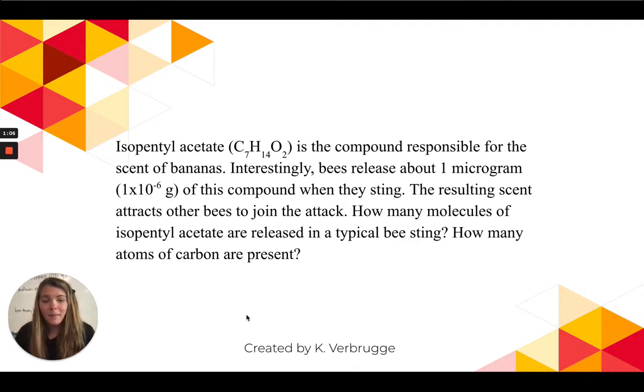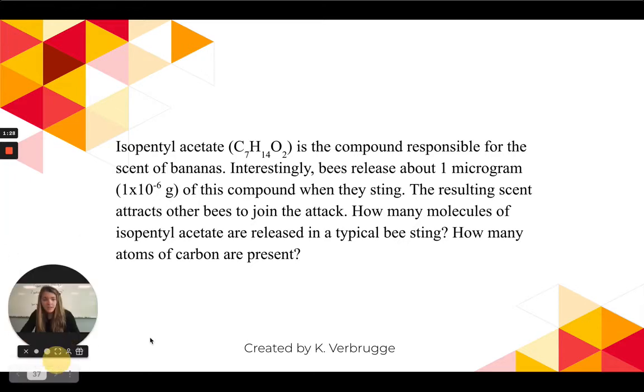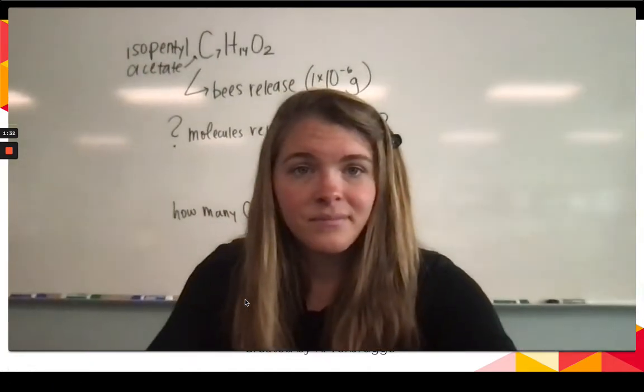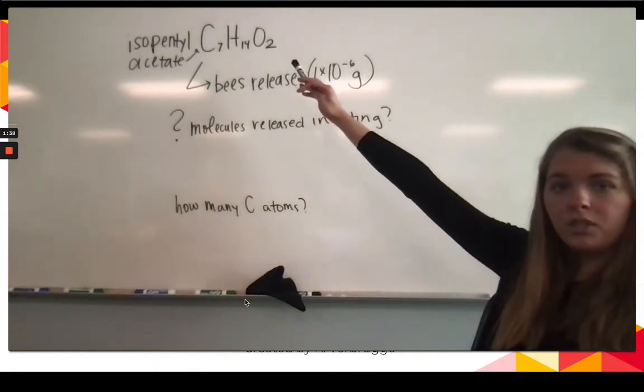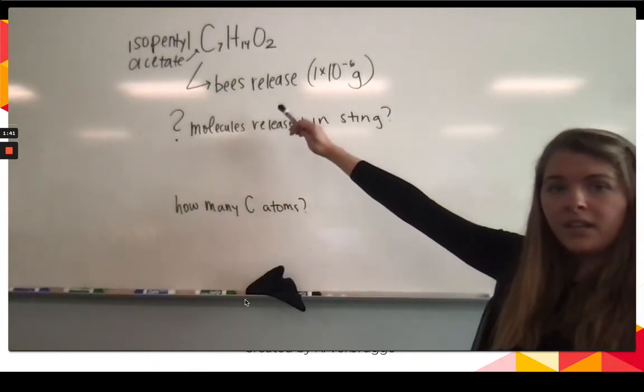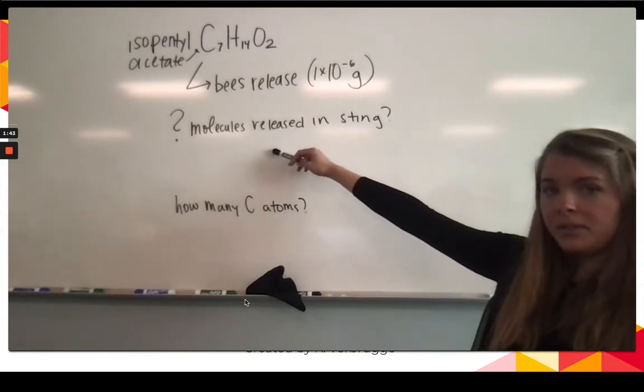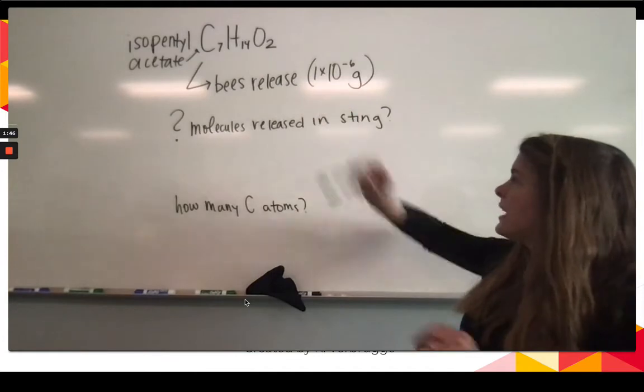present? So in this problem, we have 2 separate problems we're trying to solve. We're trying to find how many molecules of isopentyl acetate are released in the sting, and how many atoms of carbon specifically are present. So we're going to attack both of these problems. Hopefully we already have a basic understanding of how to do the first one, but let's definitely learn how to do the second one. So I'm going to make myself a little bigger, and I've outlined this problem behind me on the board. So I've noted that isopentyl acetate is C7H14O2. A bee sting releases this much of it. So how many molecules are released in a typical sting?